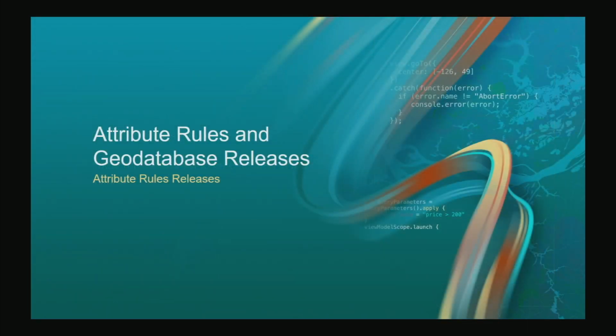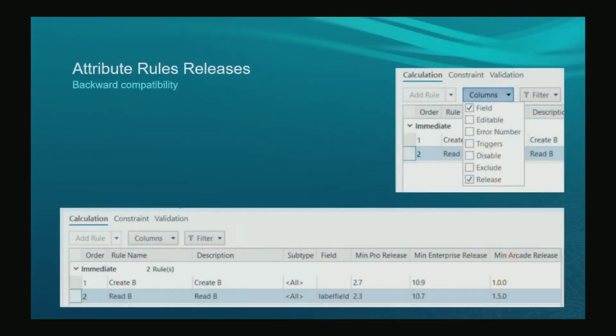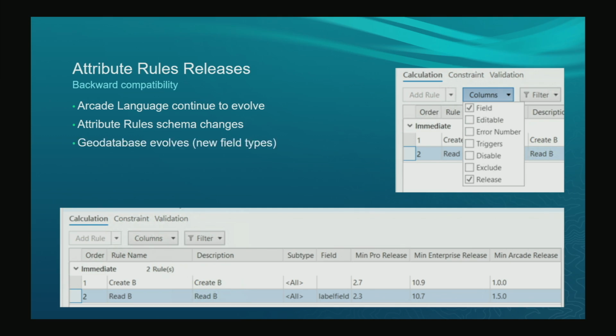Okay, let's talk about geodatabase releases. So everything in attribute rules really depends on other constructs, such as there is a language that is called Arcade. There's the geodatabase itself. And Arcade is a language that is continuously evolving. Okay? And we make schema changes to attribute rules. And the geodatabase itself continues to evolve. We add new fields. So we have versioning attached to every rule that you create.